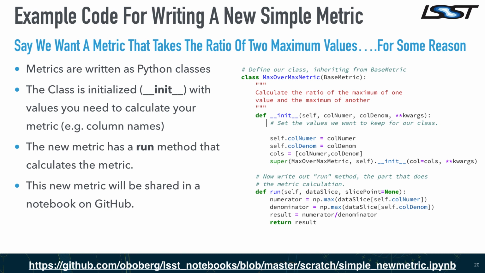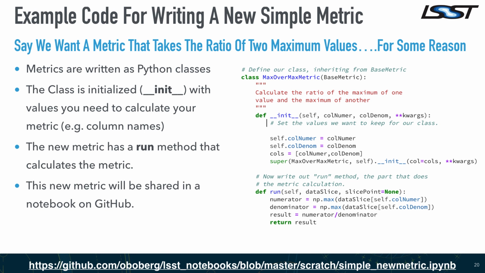So with MAF, it really takes advantage of the object-oriented nature of Python. And if you would like to write a new metric, you do have to write a new Python class. There's a writing a new metric notebook that walks through some of this and goes through the different Pythonic parts of it. But here we'll just go over a very simple example. And so the example I would like to look at is, let's say we want to look at the ratio of 2 maximum values for some reason. Let's just pretend that was an interesting case.